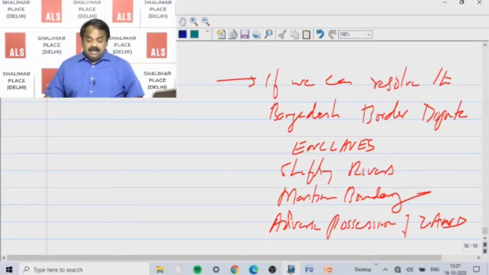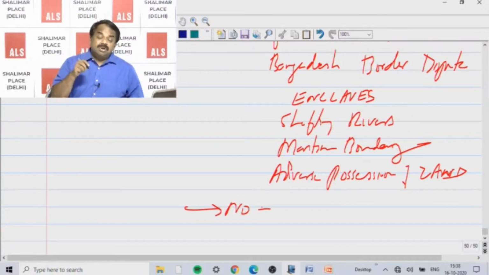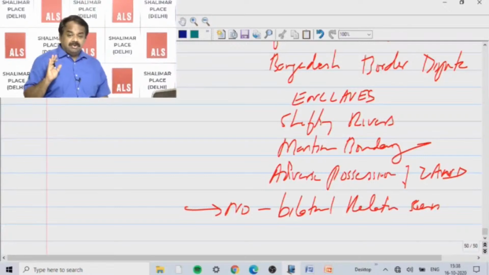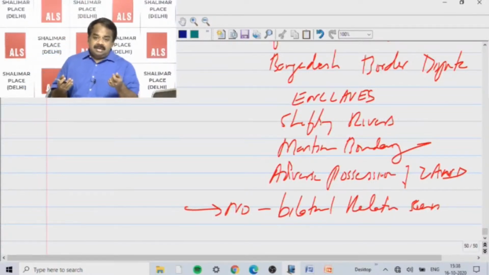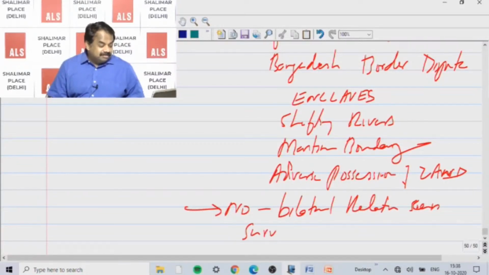Okay, and the next point I would like to add is, no bilateral relation can sustain only on sentiments. Even a love affair will not survive on sentiment. After some time, money will play a role. All of us know. If your lover has no money, no income, after some time he will decide to give up. I am sure. So no bilateral relation can survive based on sentiments alone.